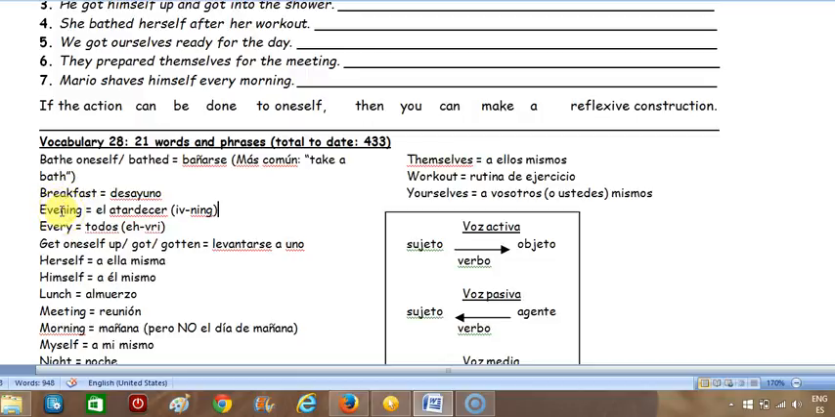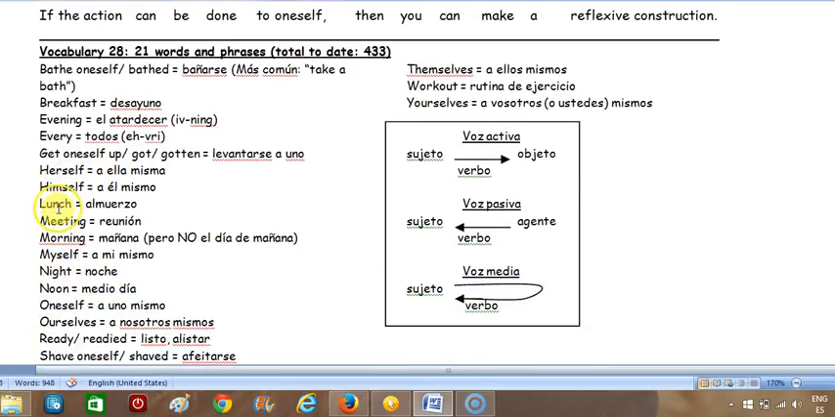Okay, so breakfast, breakfast. Evening, evening. So you're seeing 3 syllables. You're hearing 2. Evening. Good. Every, every. So really, you just kind of hear 2 syllables there. Every. Get oneself up. Herself, himself. Lunch, lunch. Meeting, meeting.